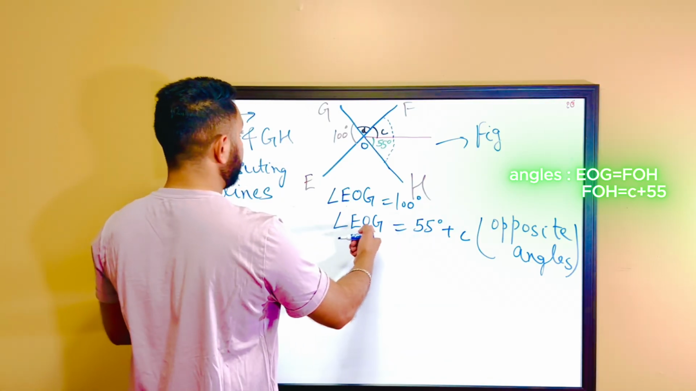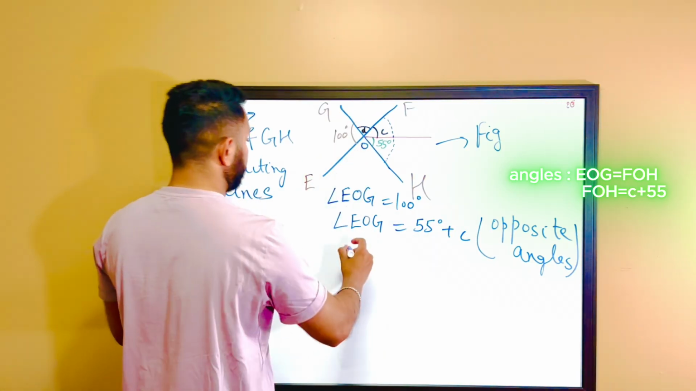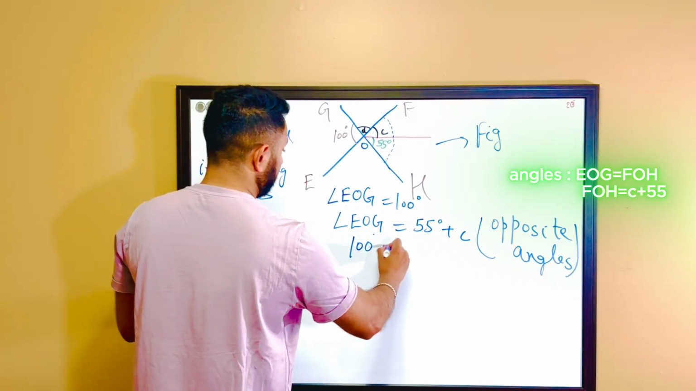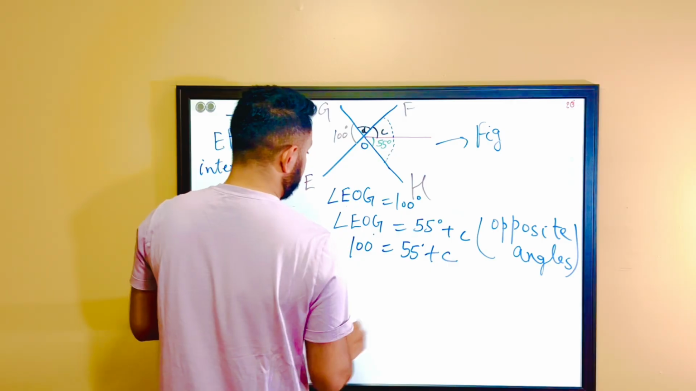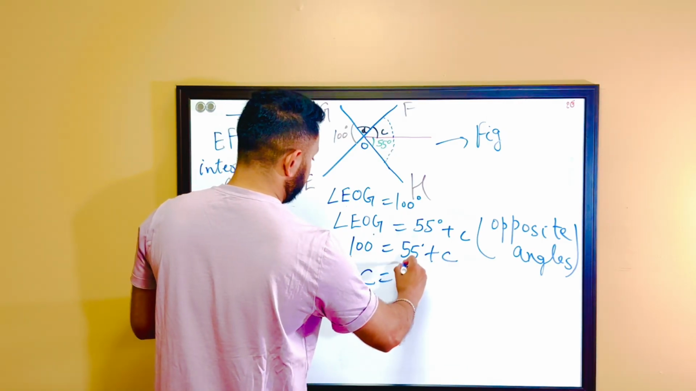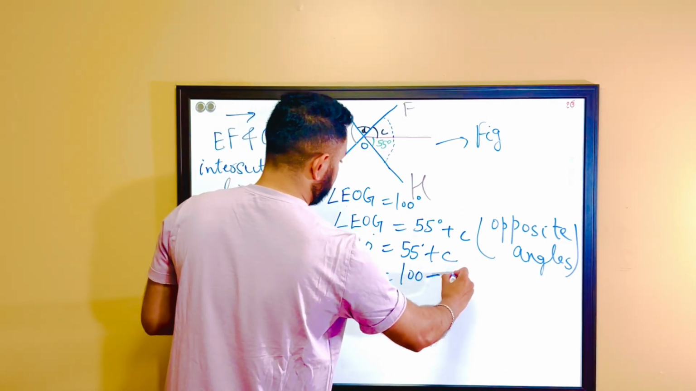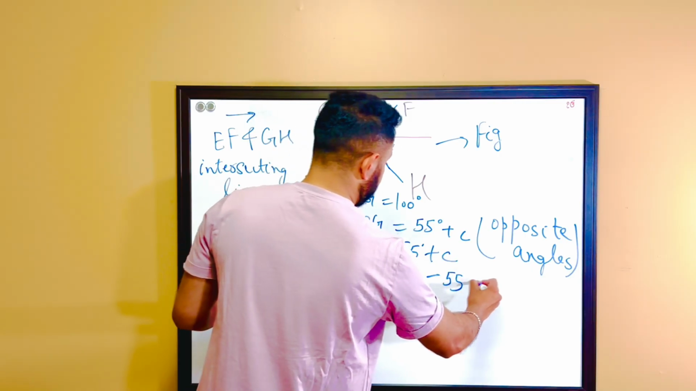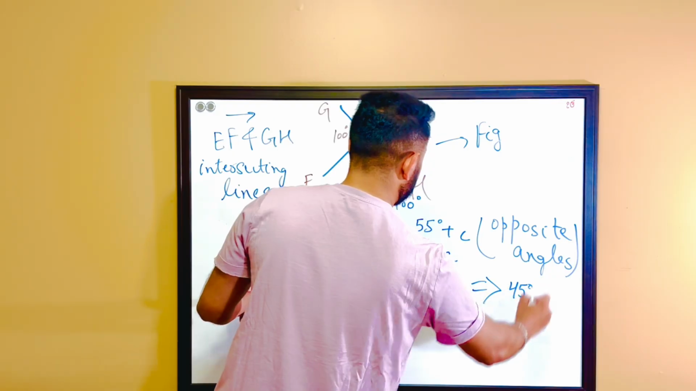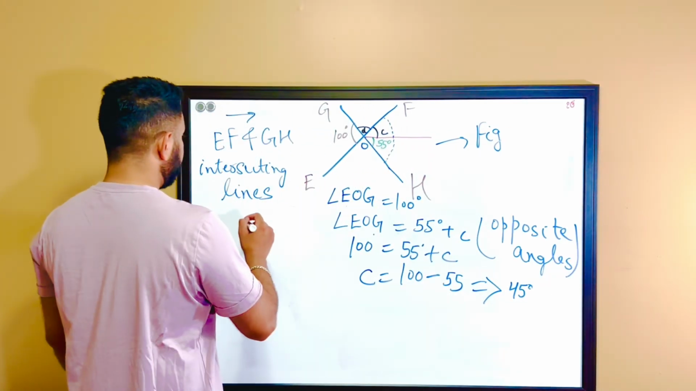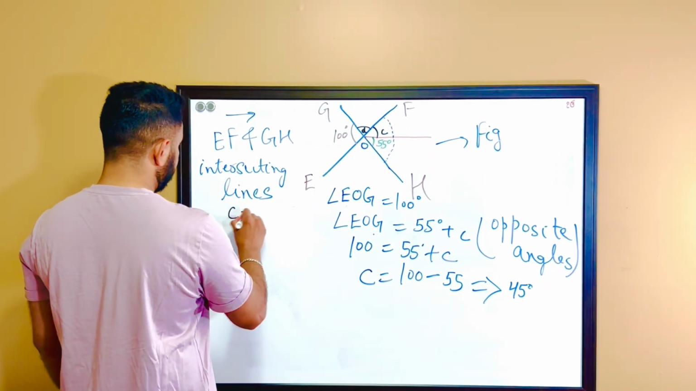So EOG is 100 degrees, which is equal to 55 plus C. So C is 100 minus 55. So this implies C is 45 degrees. So that means C is 45.